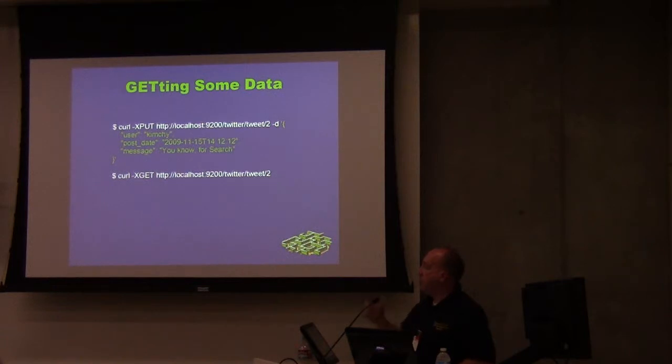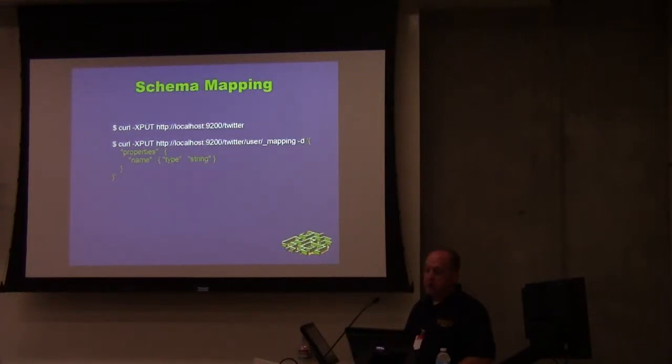This is an example of putting in a document, and here we're doing an HTTP GET. Twitter, again, is the index, tweet is the type, and the ID is 2 in this case, so we'll pull that document back for you directly. So basic gets and puts.